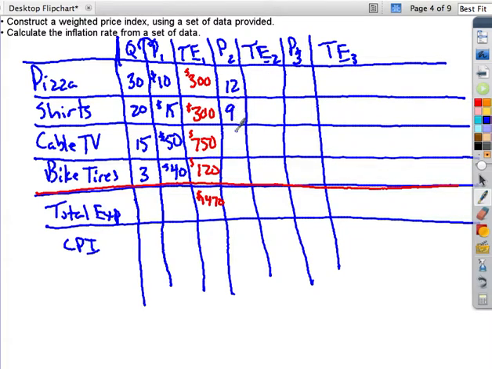And then let's say shirts cost $9. They went down a little bit. Cable television went up to 53, and something happened to the bike industry, and bike tires went up a lot. All right, so now we want to calculate the total expenditure again.